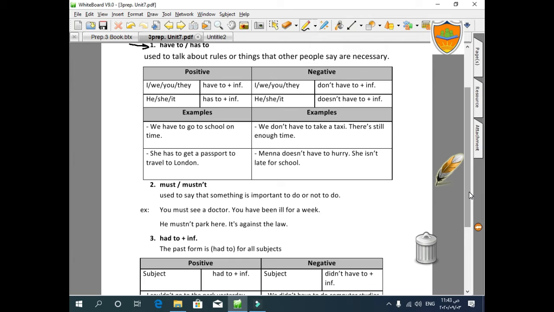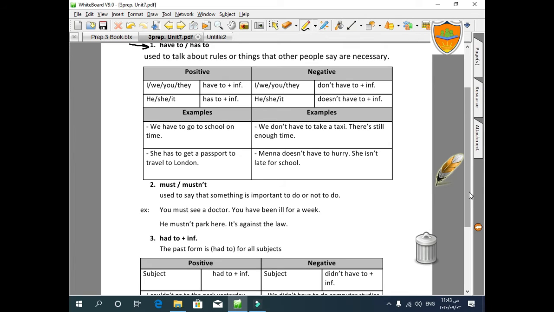Number one, we have to go to school on time. If we don't arrive at school on time, we may be punished, we may be deprived from attending the first lesson, we may be sent home and not attend all day. Number two, she has to get a passport. Without the passport, she can't travel anywhere, not only London.